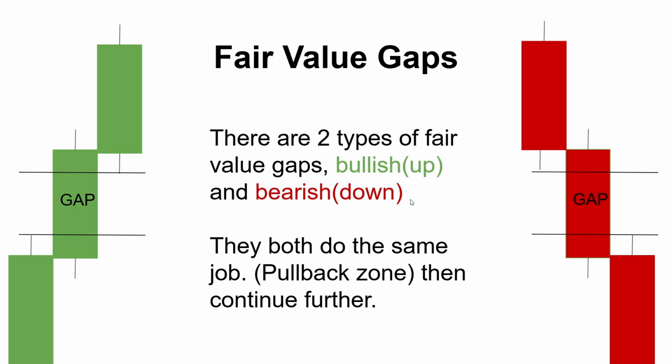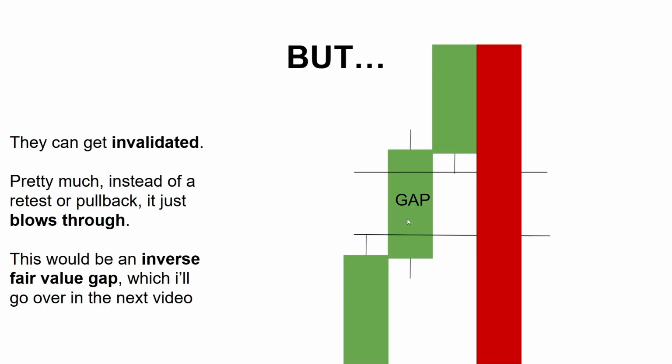One thing about these fair value gaps or imbalances is they can get invalidated. So let's say that this gap happens. It's supposed to act as a retracement tool. So price will go into this zone, which is the gap, and then keep going in the same direction. That's what we use as a confluence. That's the main reason for a fair value gap or imbalance. You just wait for price to go in and then go back out in the same direction.